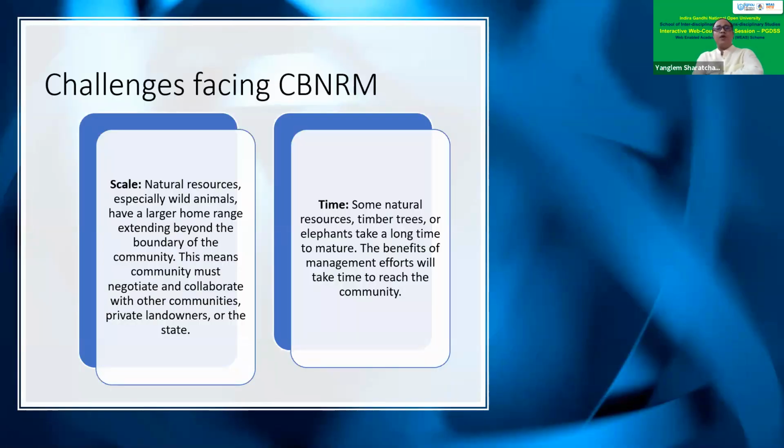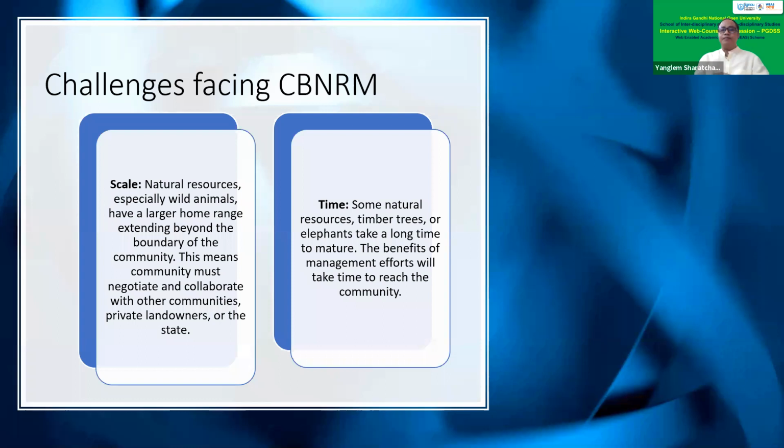One is scale. When you talk about natural resource management, some keystone species like lion and tiger have a very vast boundary. So when you have inter-district, inter-village or interstate boundaries, there is a scale problem. We must try to negotiate and collaborate with other communities and other stakeholders for successful implementation of CBNRM.